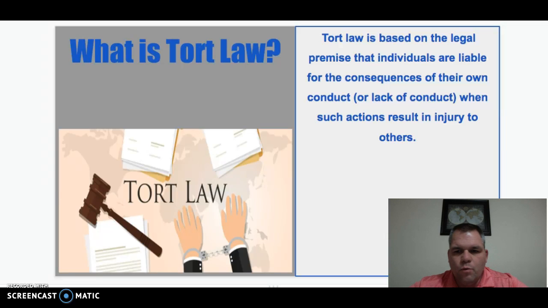So let's start off with what is tort law? Well, tort law is based on the legal premise that individuals are liable for the consequences of their own conduct or lack of conduct when such actions result in injury to others. Pretty self-explanatory. If you're responsible, if you're the person in charge, and your lack of doing something causes injury or harm to somebody else, then you are liable.